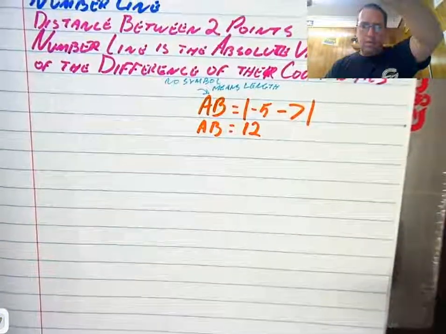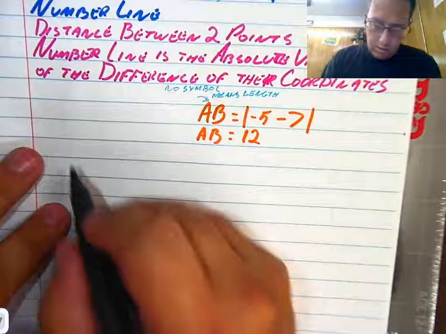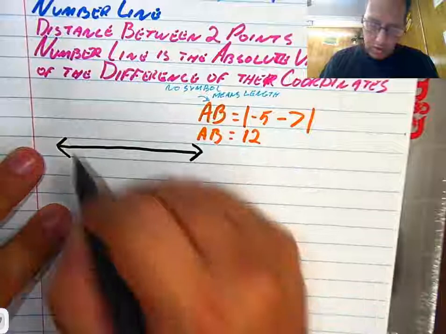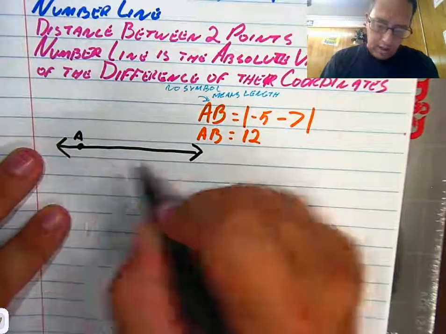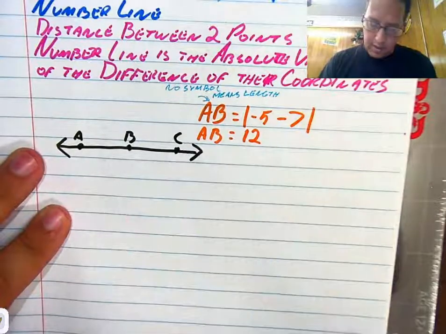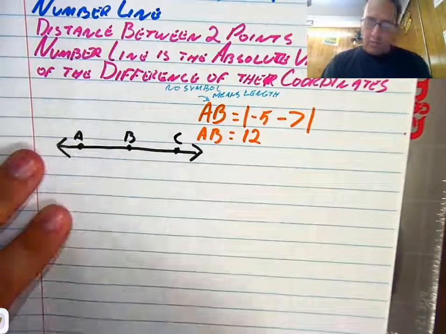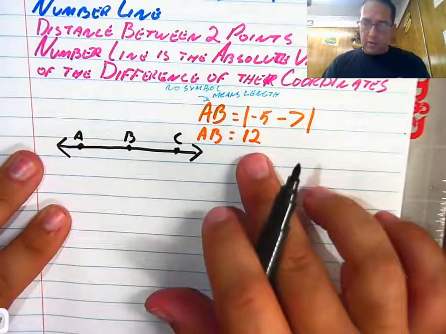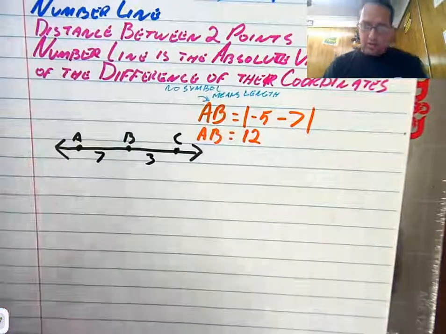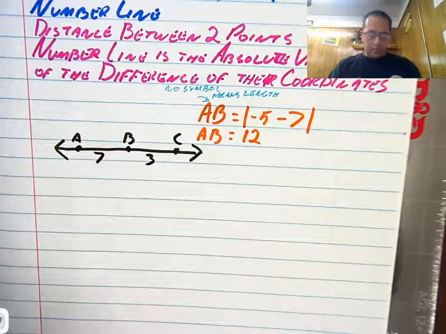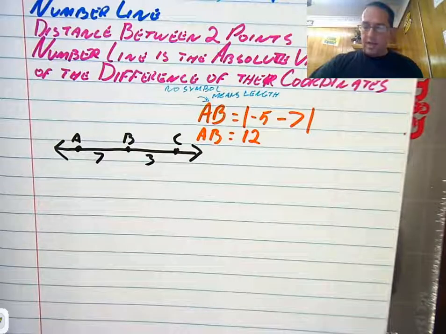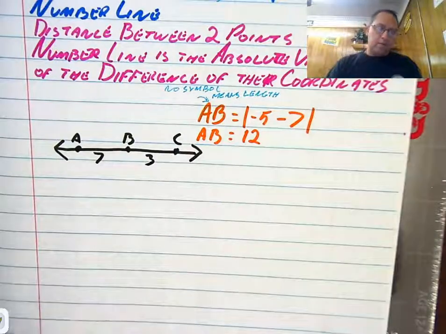Let's come down here. I'm going to draw another number line. I'm going to put point A here, point B there, and point C right there. And instead of giving coordinates, I'm just going to skip that and talk about the length here. So I'm going to say that this is 7 units and this is 3 units. Okay? And if I want to know the length of segment AC, well, that's real easy.